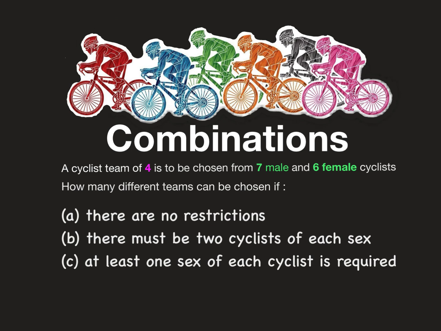I've chosen here a cyclist team, and the team has to consist only of 4 people, and they need to be chosen from 7 males and 6 females. So altogether you will have 13 cyclists. Now, in how many different teams can be chosen if there are no restrictions? Or let's do another one. There must be 2 cyclists of each sex. Or in the third example, we are going to look at at least 1 cyclist of each sex being required.